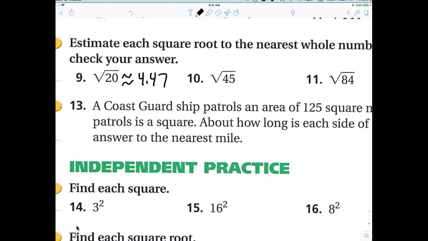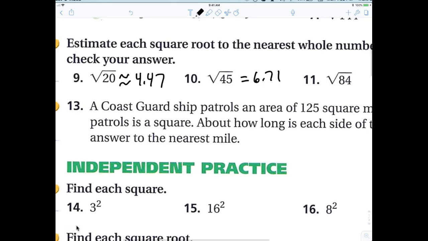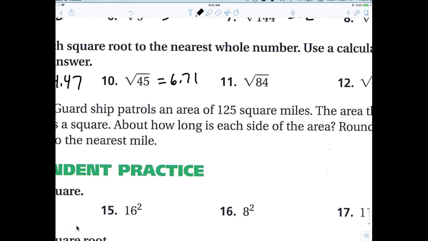All right? So now, Leighton, what's the square root of 45? What does that come up on your calculator to be? Square root of 45 is 6.708. So we'll say like 6.71. All right? Thomas, tell me what the square root of 84 is. Do you know how to use your calculator?